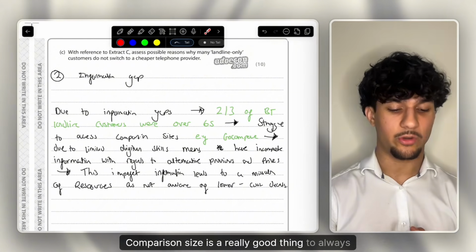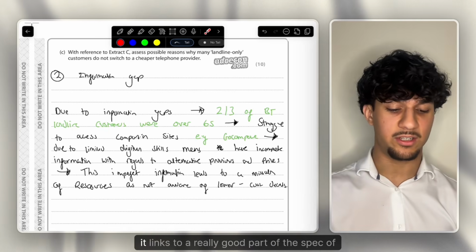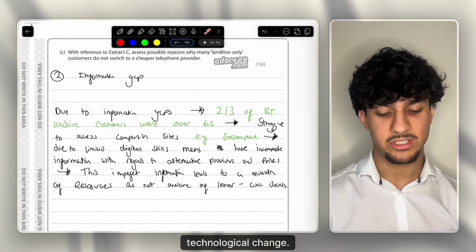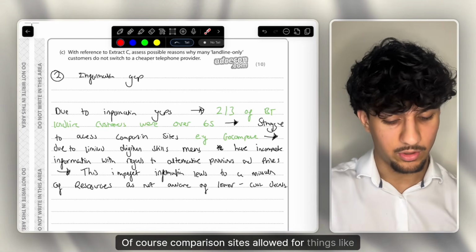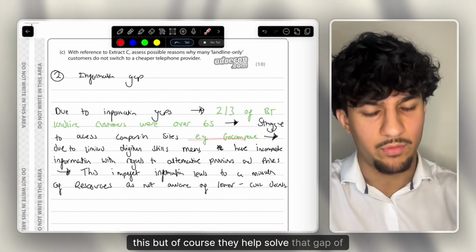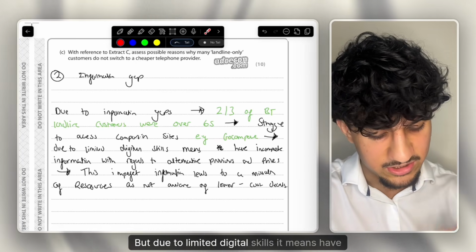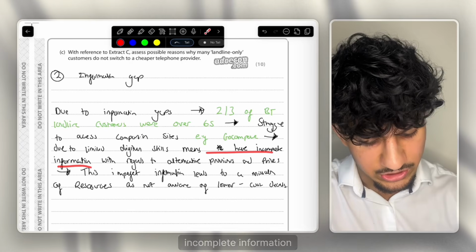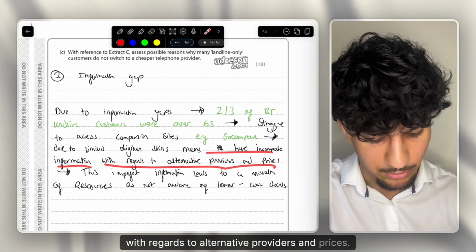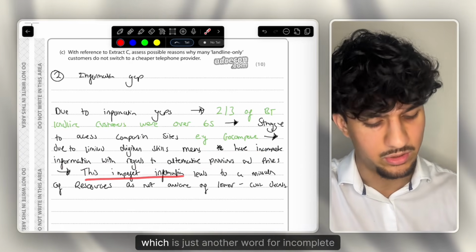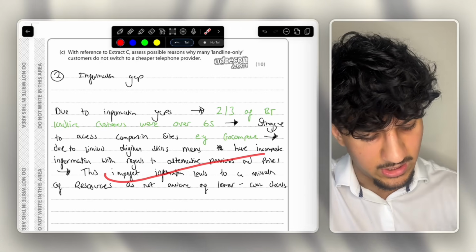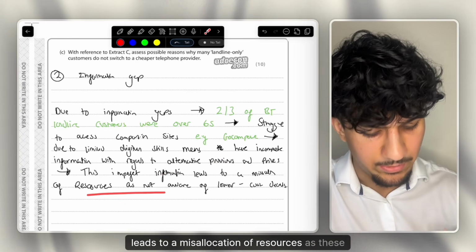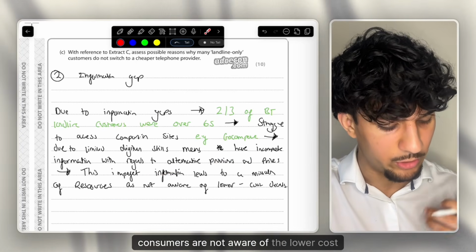Comparison sites is a really good thing to always mention. It links to a really good part of the spec of technological change. Of course, comparison sites are allowed for things like this, but of course they help solve that gap of information. But due to limited digital skills, it means they have incomplete information with regards to alternative providers and prices. This imperfect information, which is just another word for incomplete information, leads to a misallocation of resources, as these consumers are not aware of the lower cost decisions.